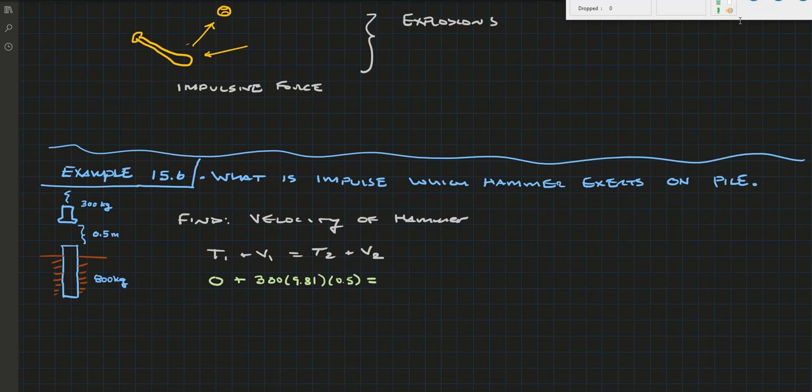And the hammer starts from rest, so we have T1 = 0, but we have a potential energy due to height. And then when we strike this thing, we end up with 1/2 the mass of 300 times our velocity squared. And we'll take this as our datum, so we have 0 potential energy. So we end up striking the pile at 3.132 meters per second.